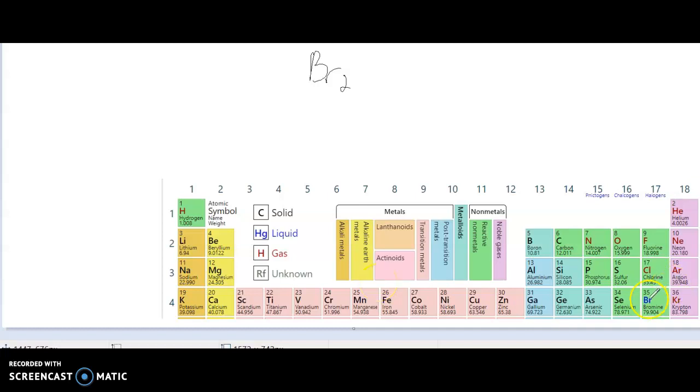Alright friends, I'm going to be doing Br2. So bromine is in group 17 and I have two of them. So Br equals 2 atoms times 7 valence electrons equals 14 valence electrons.